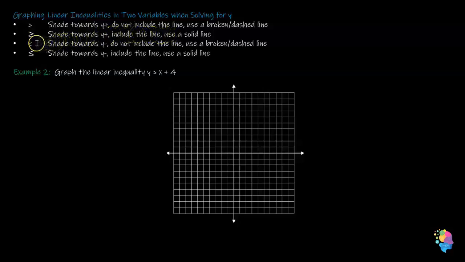It will be similar for the less than or equal to. We will be shading downwards towards the negative y's. But if it's less than only, we don't include the line, we use a broken or dashed line.